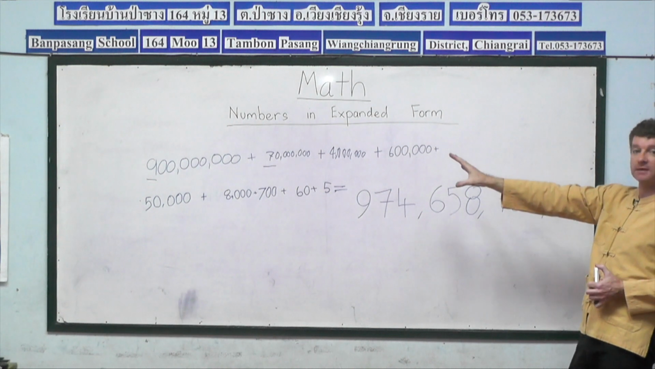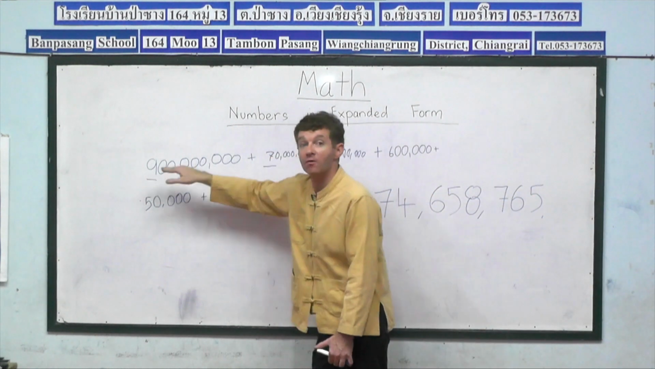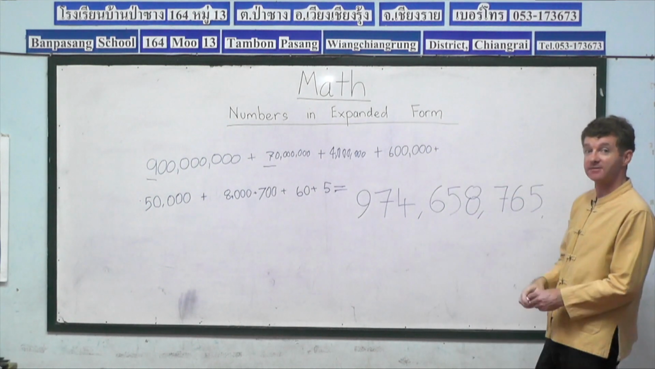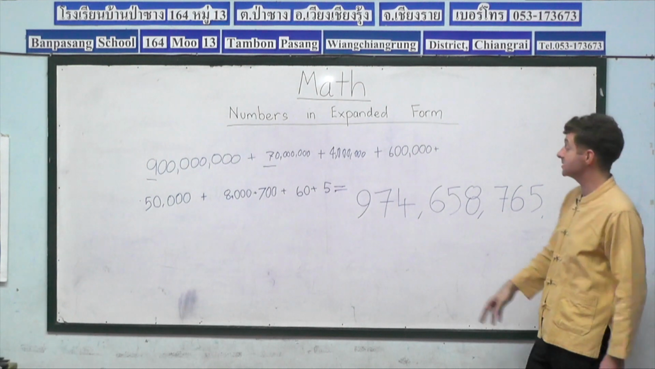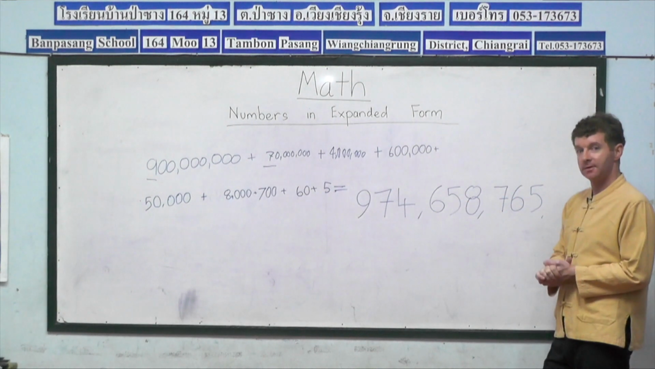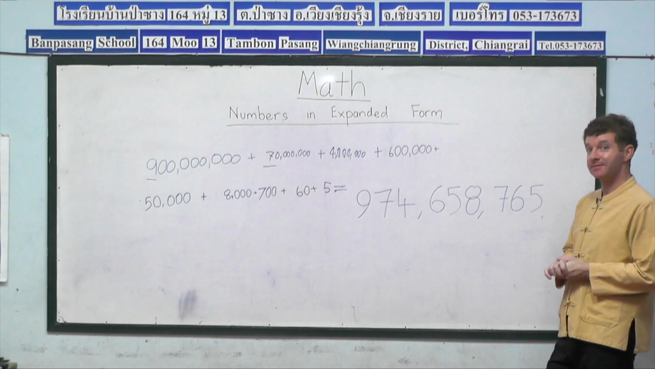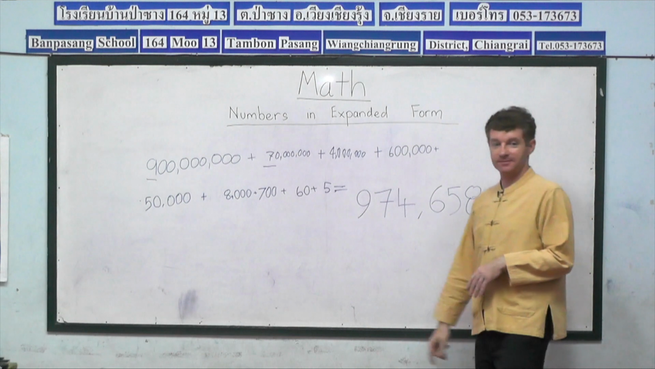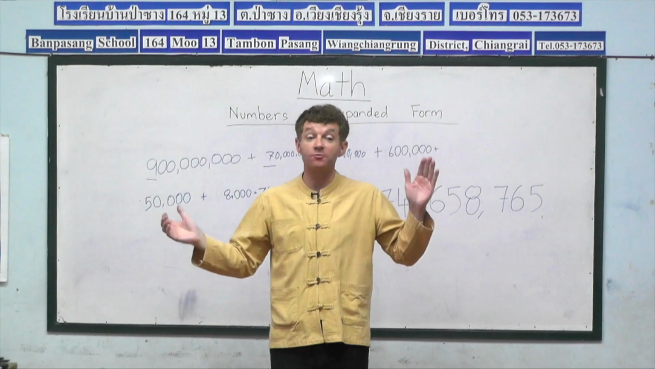We have our numbers in expanded form. And how to read them is we just take the value of each of the first digits and we place them together. Because if they're in the correct sequence, we have the correct place value already. So one more time, guys. 974 million, 658,000, 765. And that's how we read our numbers in expanded form. So well done, guys. That was brilliant.